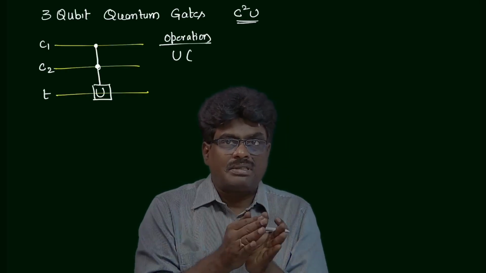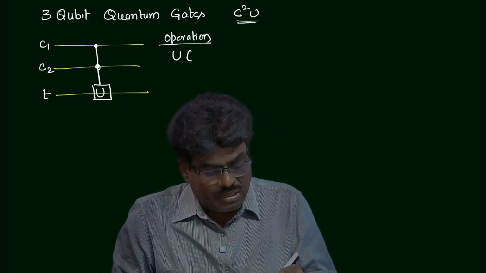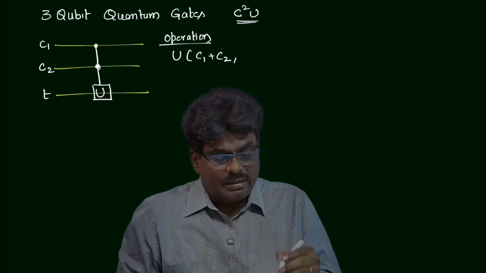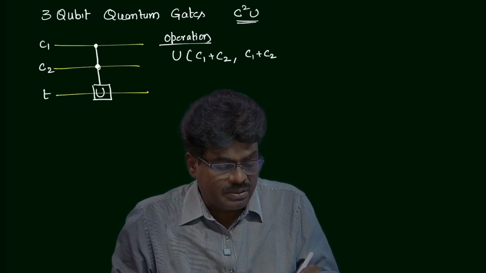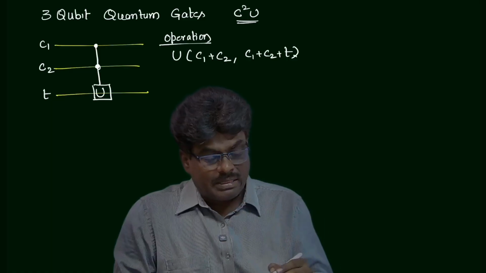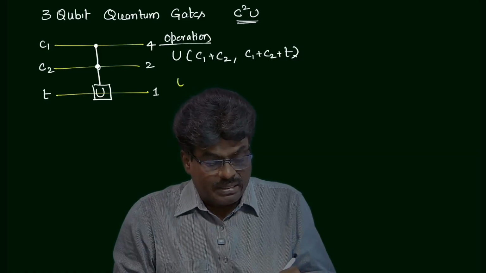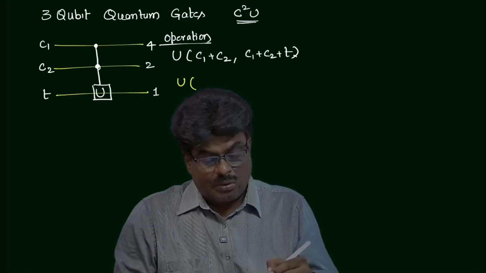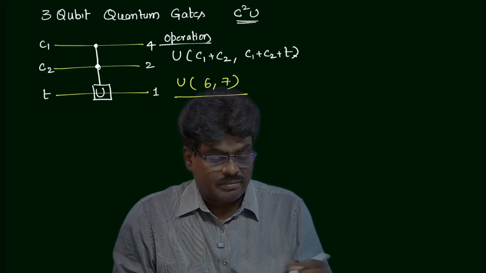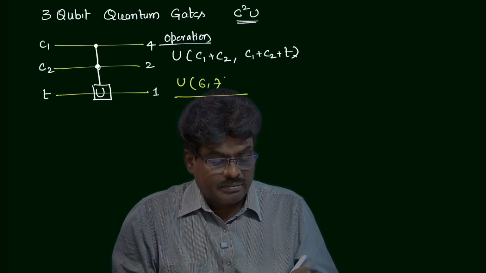What is the meaning of C1 plus C2? You are considering both C1 and C2. That means both are on. So C1 plus C2, comma, it is operating on T. That's why C1 plus C2 plus T. That's it. In this example, 1, 2, 4. Then the operation in this is represented by U of 2 plus 4, 6, comma 6 plus 1, 7. That's it. So it will affect only those 6 and 7 states.